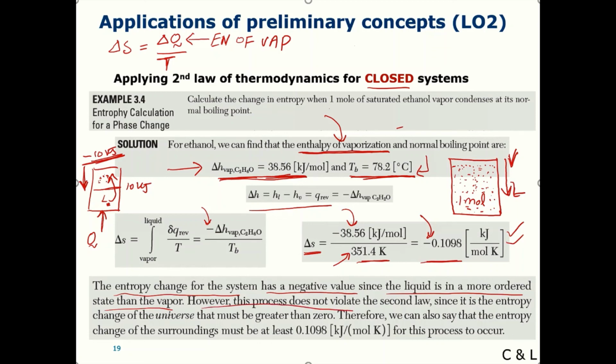However, the process does not violate the second law, since the entropy change of the universe must be greater than 0. So the entropy of the system is decreasing, but at the same time the entropy of the surroundings is increasing, because the negative sign means this energy is going from the system to the surroundings, and that is causing an increase in entropy. So if you combine both of them, the entropy of the universe should be positive: entropy of the system decreases, entropy of the surroundings increases. I hope this question is clear to you guys.